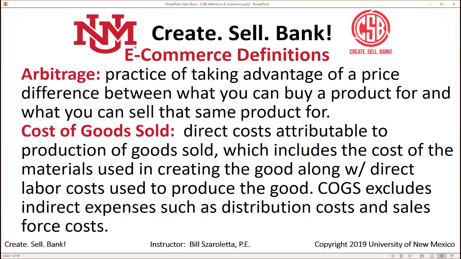Cost of goods sold. It's the direct costs attributable to the production of goods sold. And it includes the cost of materials used in creating the good, along with direct labor costs used to produce the good.